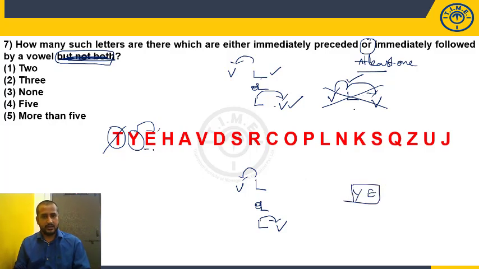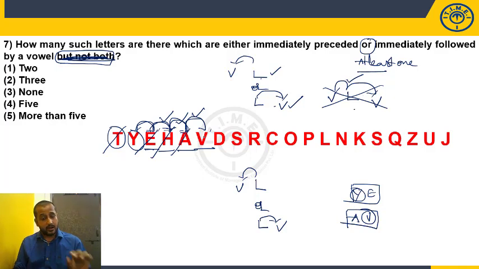Fine. Next, E. It is also a letter. Letters can be vowels or consonants, so you should focus on both. Is it preceded by a vowel? No. Followed by a vowel? No. Not required. H: is it preceded by a vowel? Yes. Followed by a vowel? Yes. But according to us, but not both, so I cannot consider H. A is a letter. Is it preceded by a vowel? No. Followed by a vowel? No. It is not satisfying any condition, so not required. V: preceded by a vowel? Yes. Followed by a vowel? No. So it is satisfying only one condition. So here Y and V.